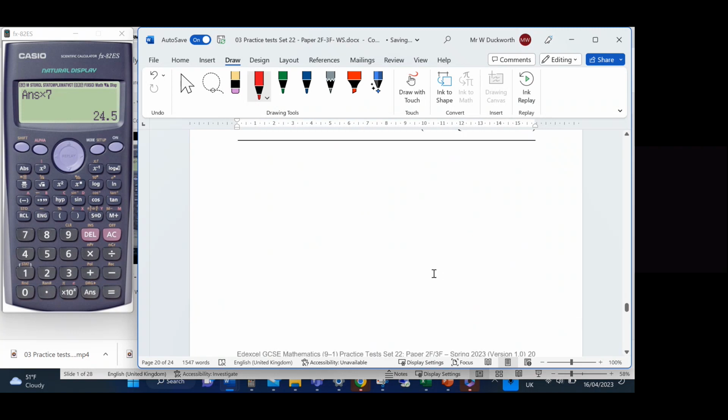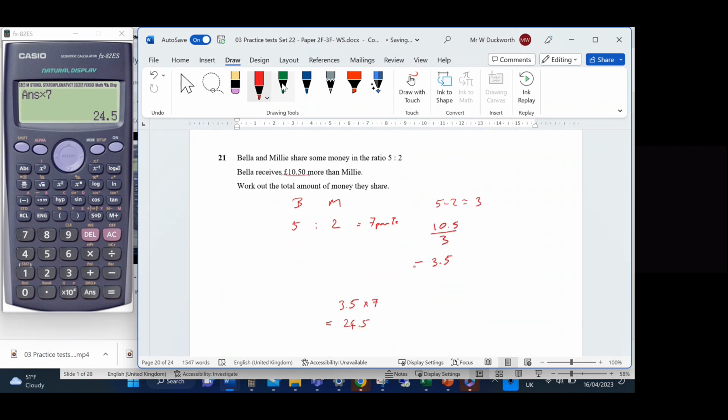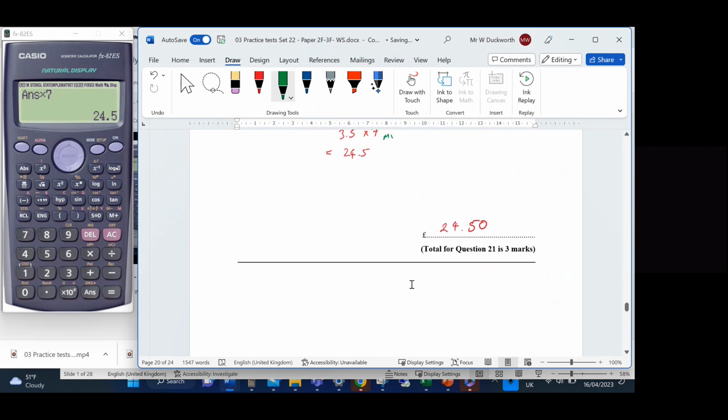Okay, and that's it for the page. So I'll go to the mark scheme. So this was question 21. We've got 3 marks available. M1 for finding the value of 1 share or the difference as a fraction. So we go for M1 there. And then M1 for the complete method, and then A1 for £24.50.